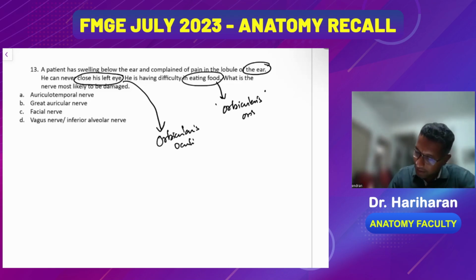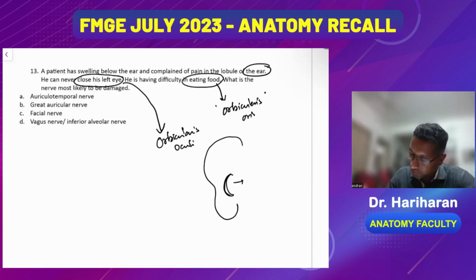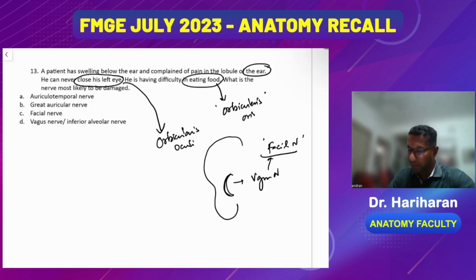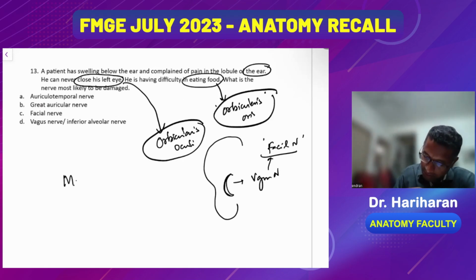And if you take the ear, close to the lobule and close to the conch of the ear, the nerve supply for this is the vagus nerve through the branches of the facial nerve. So the facial nerve supplies not only this, it also supplies orbicularis oculi, orbicularis oris, and the muscles of facial expression. So the muscles of facial expression are supplied by the facial nerve.